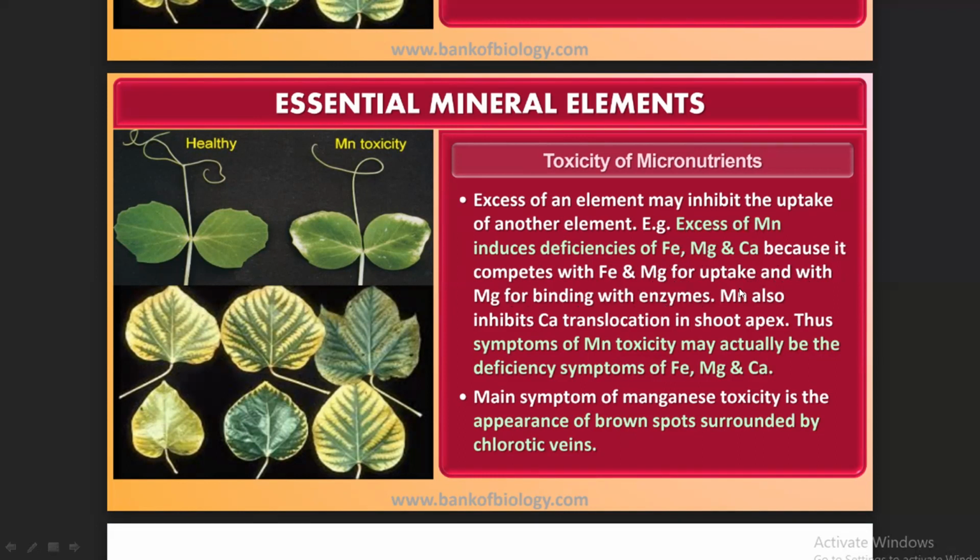Manganese also inhibits calcium translocation in the shoot apex. Thus, symptoms of manganese toxicity may actually be the deficiency symptoms of Fe, Mg, and Ca. So if you give more manganese, what you are seeing is the deficiency symptoms of Fe. The symptoms you are getting are what you would have got if you had given less Fe, magnesium and calcium. The main symptom of manganese toxicity is the appearance of brown spots surrounded by chlorotic veins.